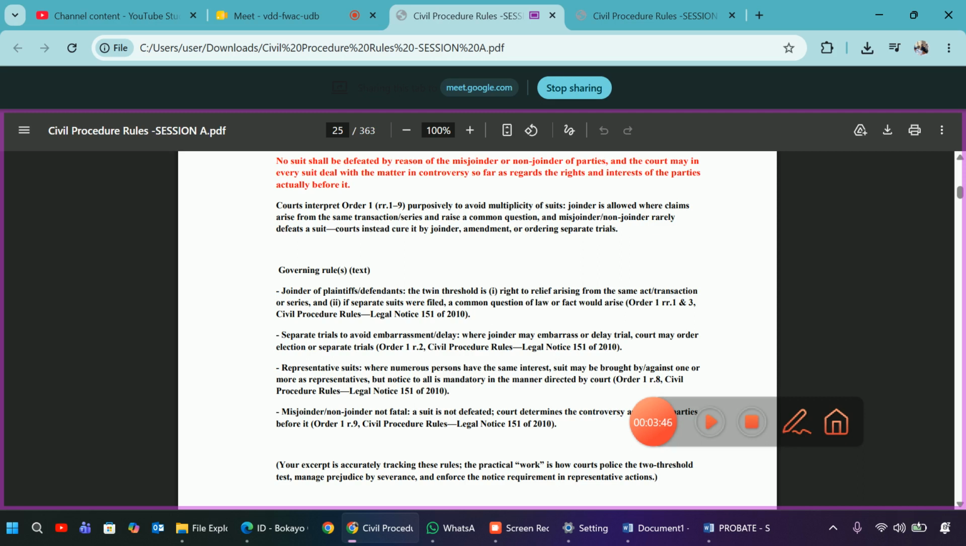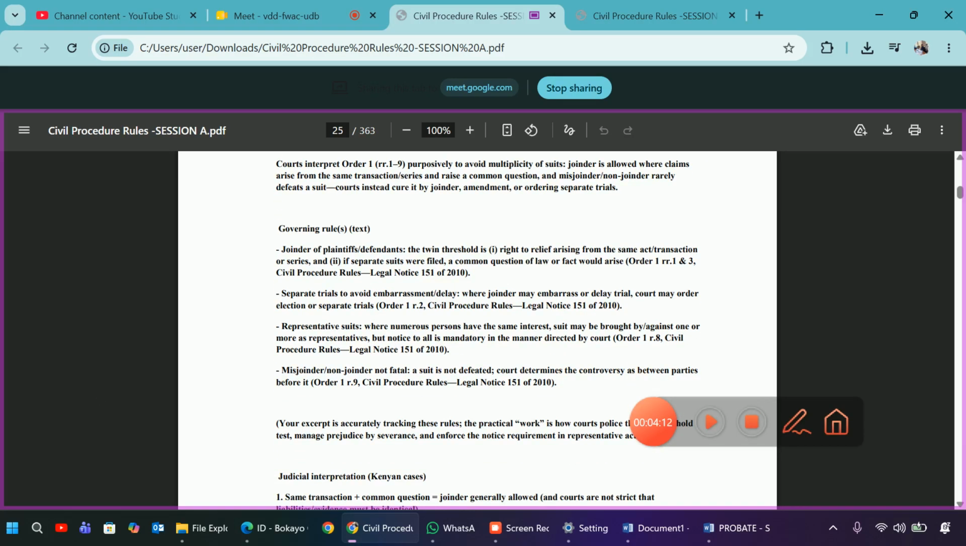The other digest is Order 1, Rule 2 of the Civil Procedure Rules, on separate trials to avoid embarrassment or delay. Where joinder may embarrass or delay trial, the court may order election or separate trials. This is the right reserved to the court to cure any embarrassment or delay to the wheels of justice by ordering election or separate trials.